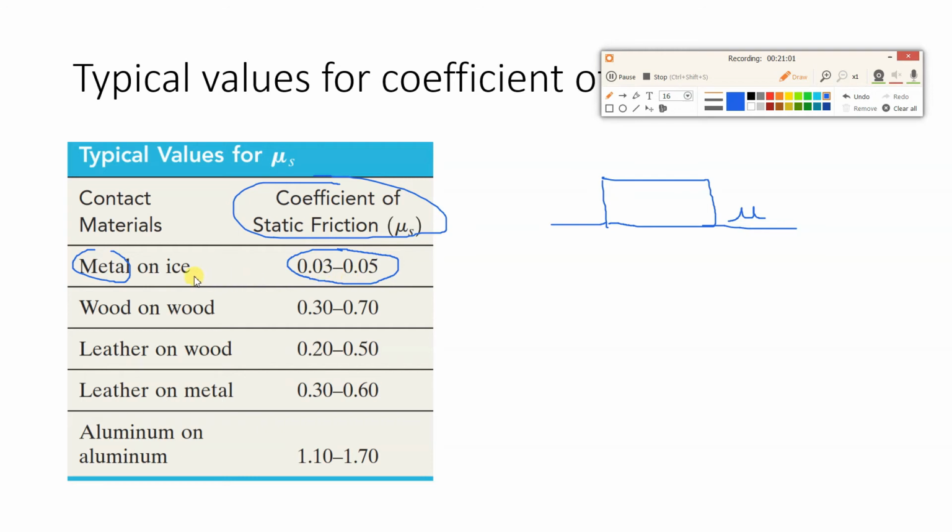But if you consider metal, this is a very general word. Metal can be stainless steel, it can be mild steel, it can be cast iron. There are n number of metals available. So here the general word metal is used. That is why a range is given. Based on different types of metal, there can be different coefficients of friction. Even wood on wood, even though this is the same, there are different types of woods also.